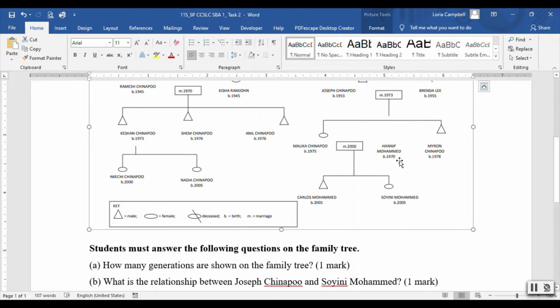So don't mix up in-laws and go give me a birth date or anything like that. Because the B means birth and the M means marriage. So you become in-laws through marriage.